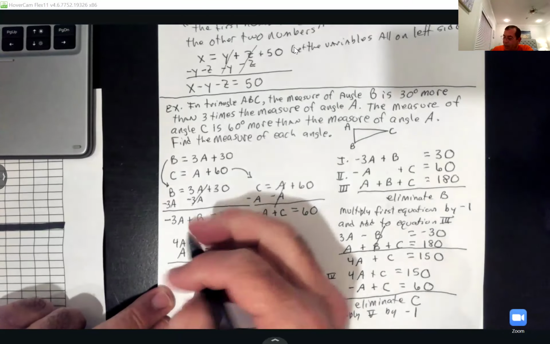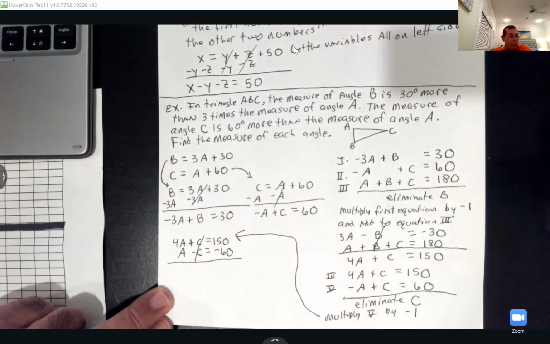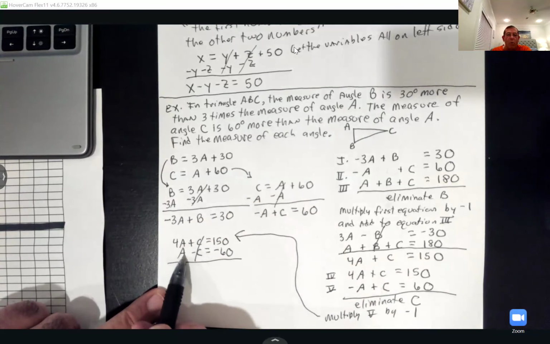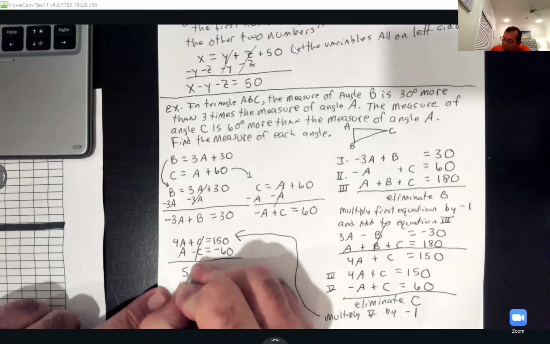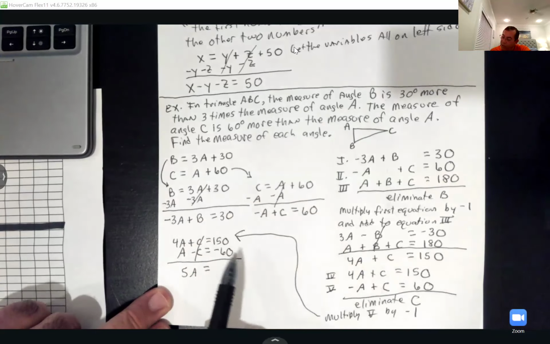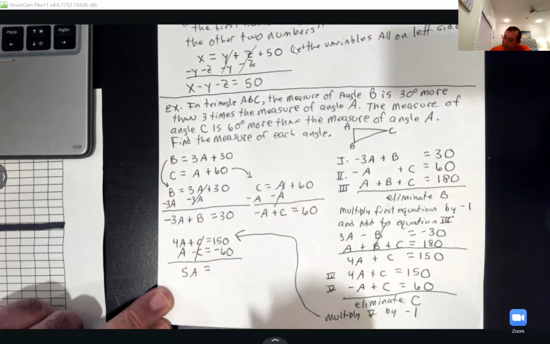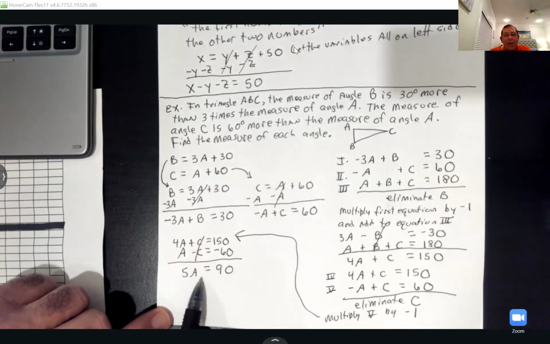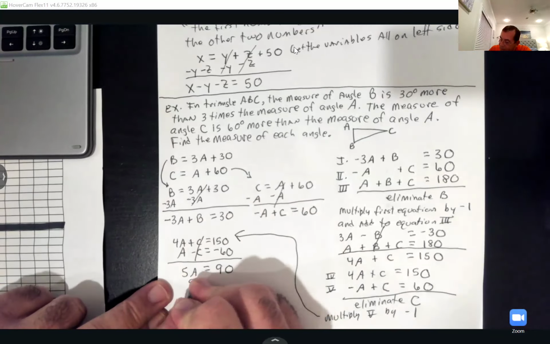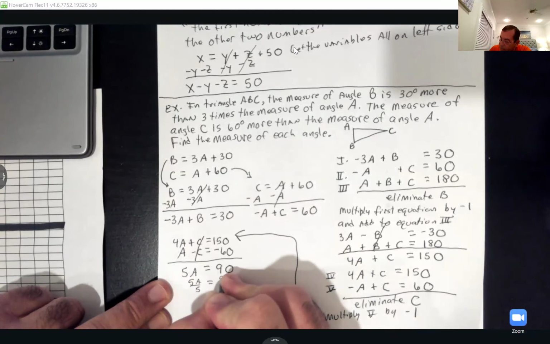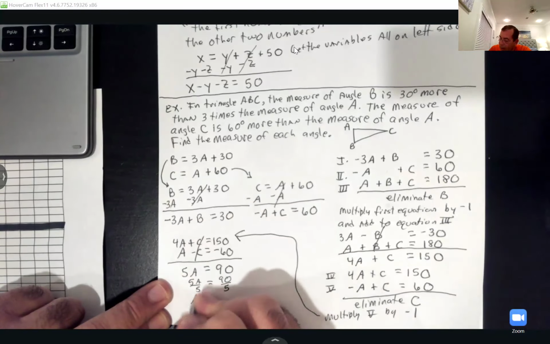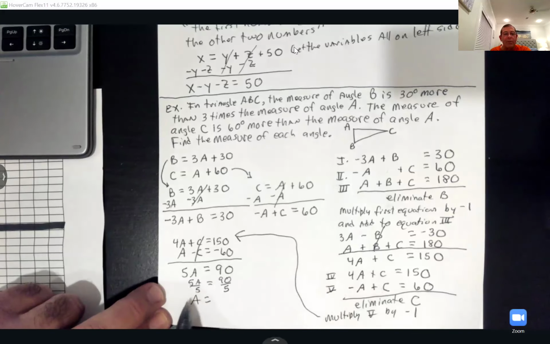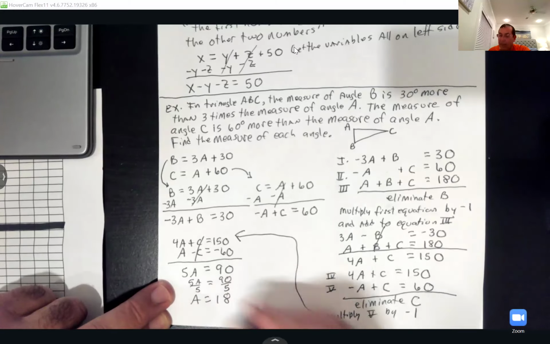So let's see. Look here, the c's will now cancel like we wanted. So I'm going to end up with 4 plus 1, which is 5a. That's going to equal this 150 minus 60, which is 90. Y'all, we're down to one variable, so now we can divide both sides by 5. So that cancels, giving me a 1a. 90 divided by 5 is 18.